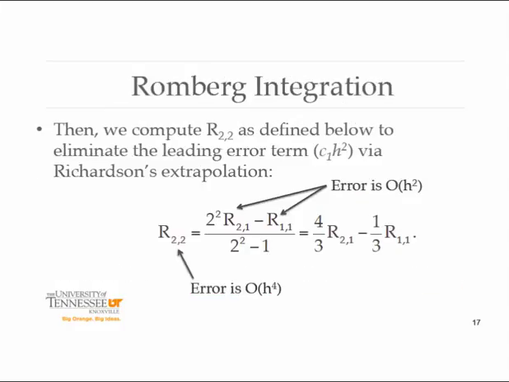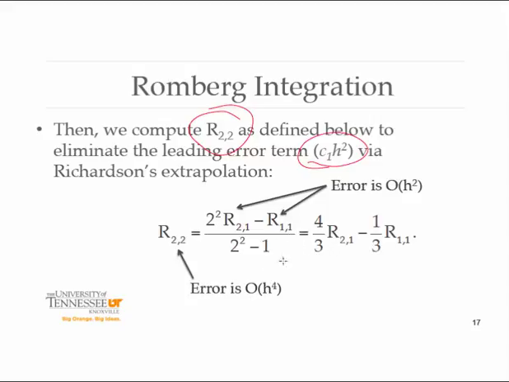So having those two approximations, then what we'll do is compute a new estimate called R sub 2,2, and do Richardson extrapolation to try to remove that error term. Remember, the leading error term in terms of the power of h is always some constant times h squared. So again, the error in our approximation R11 was O of h squared. For R21 it was O of h squared. And this looks very familiar to you. This is just doing Richardson extrapolation like we did before with finite differences.